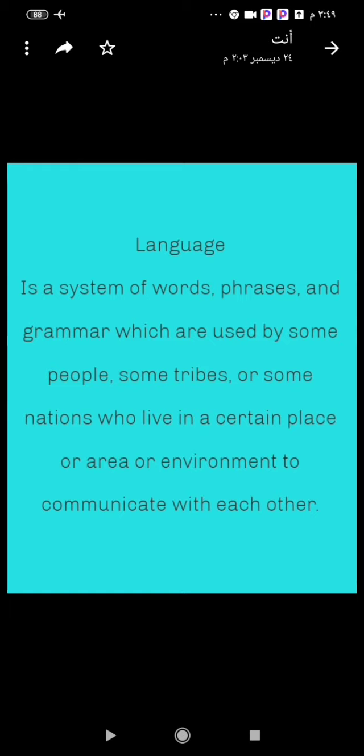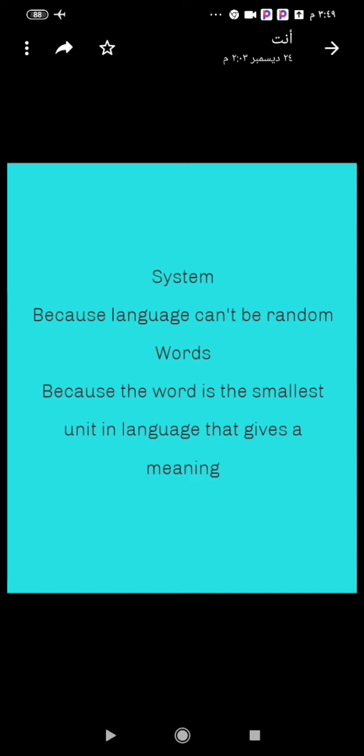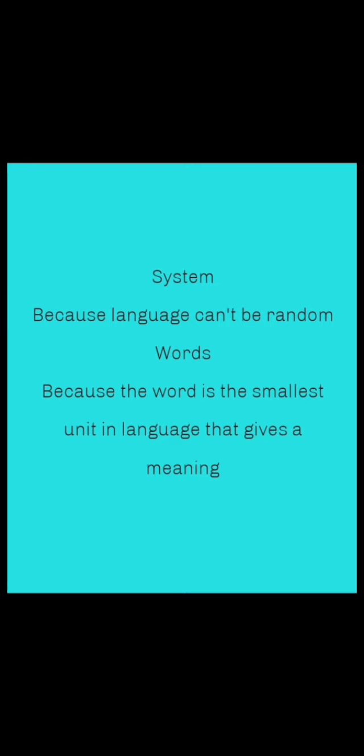And let's see, okay? System. Why system? Because language can't be random. اللغة ما ينفعش تكون لغة عشوائية. Why words? كلمات. Because the word is the smallest unit in language that gives the meaning. أصغر وحدة في اللغة يمكن أن تعطي معنى هي الكلمة. As I told you, we cannot say that the letter is smaller than the word, but the letter could not give a meaning by itself. Okay? That's very good.